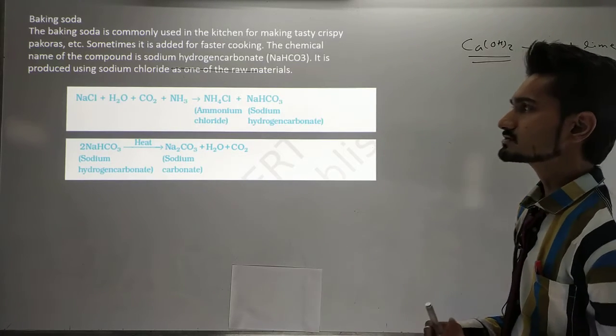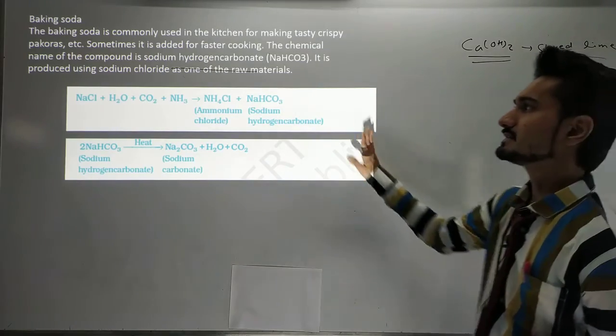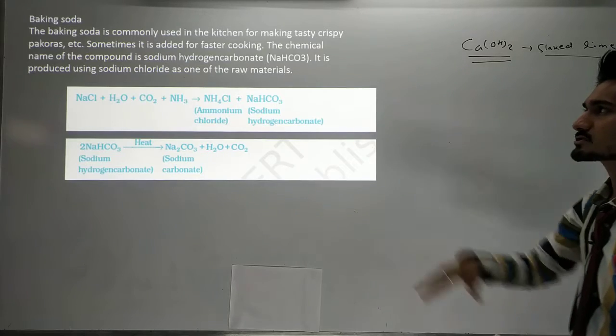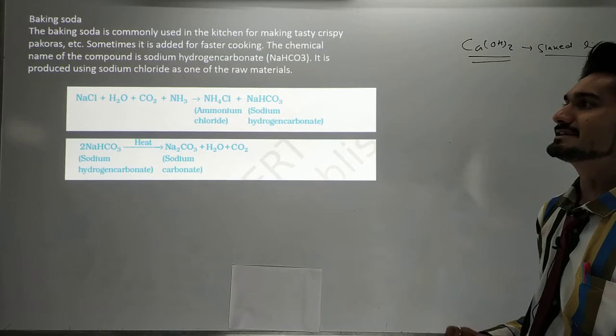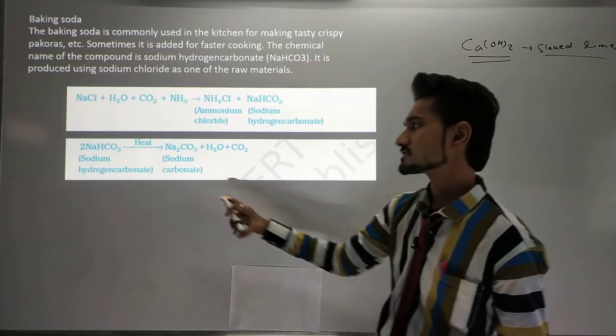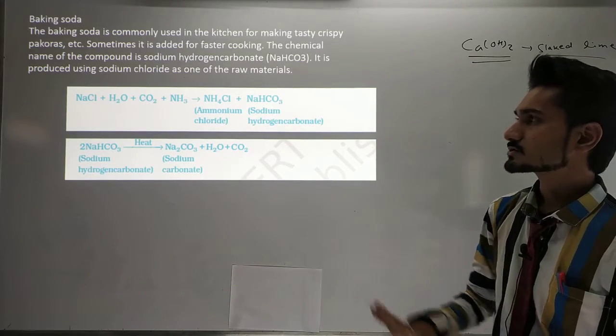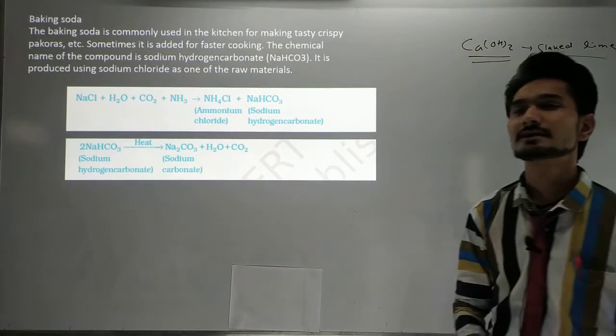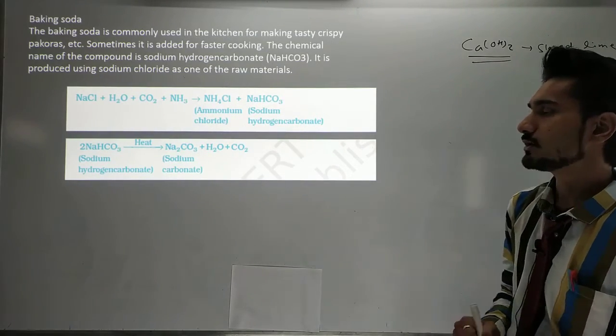And this sodium hydrogen carbonate is known as the baking soda. Okay, sorry, it is the sodium hydrogen carbonate, and it is produced using the sodium chloride, and the raw material gives us the sodium carbonate. Okay, so first what should we have to do? We have to make this sodium hydrogen carbonate. And how can we make the sodium hydrogen carbonate?